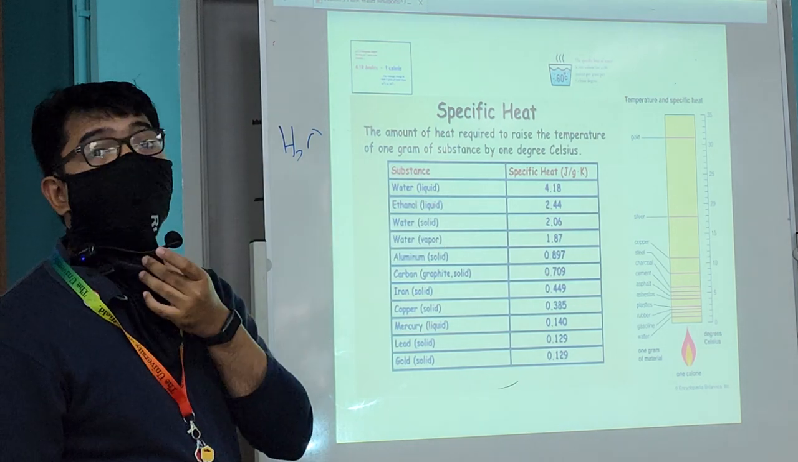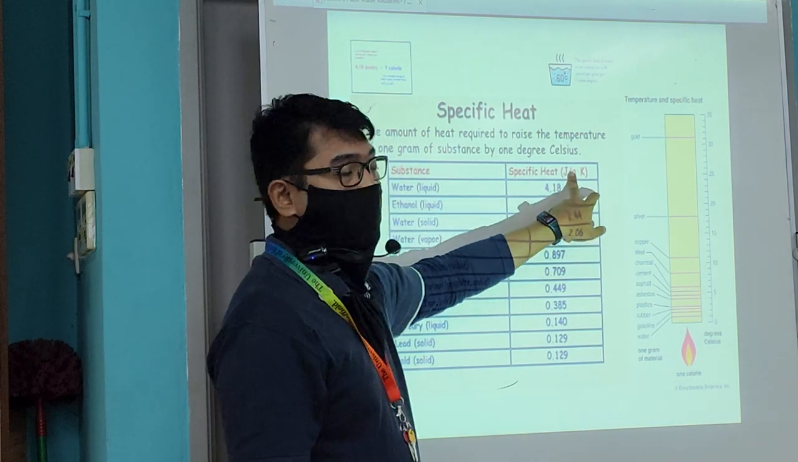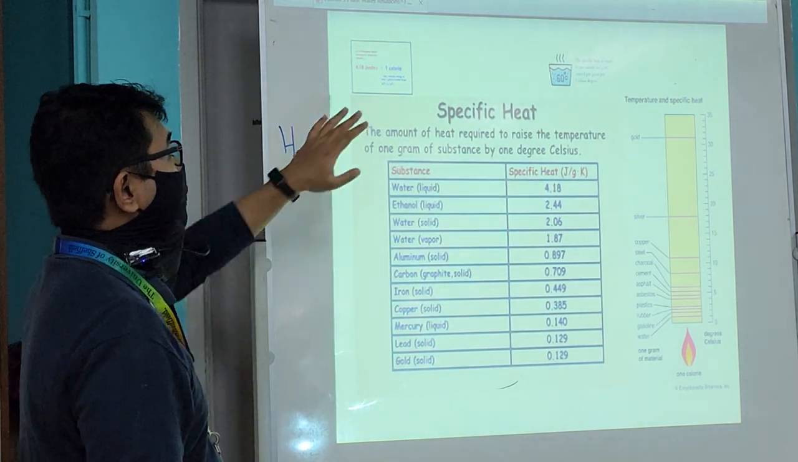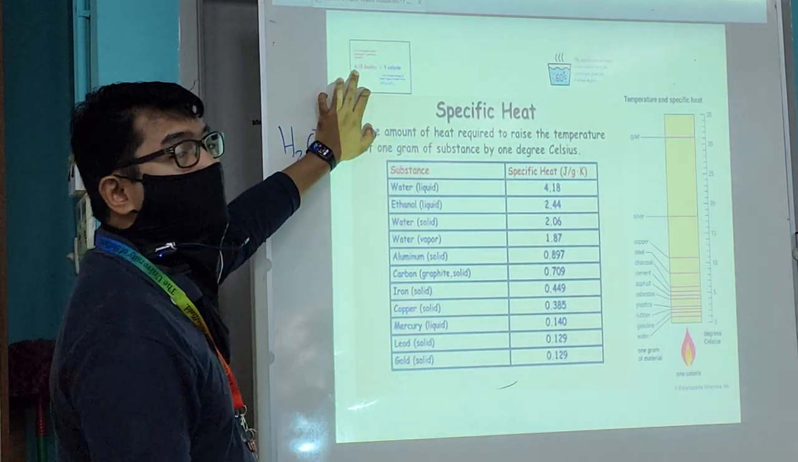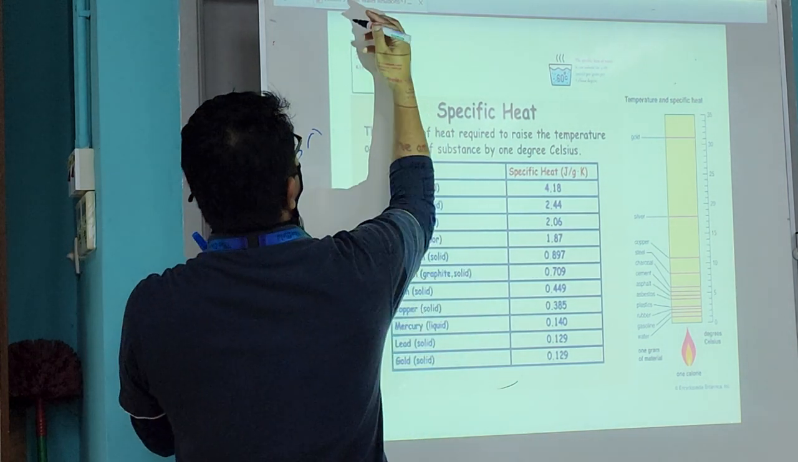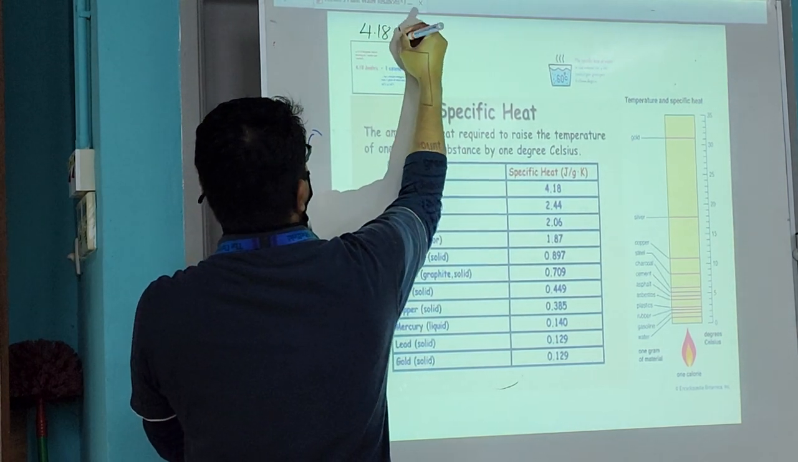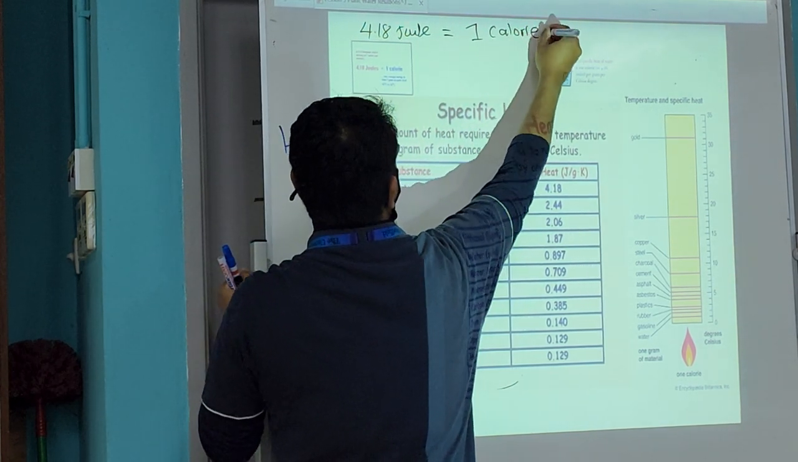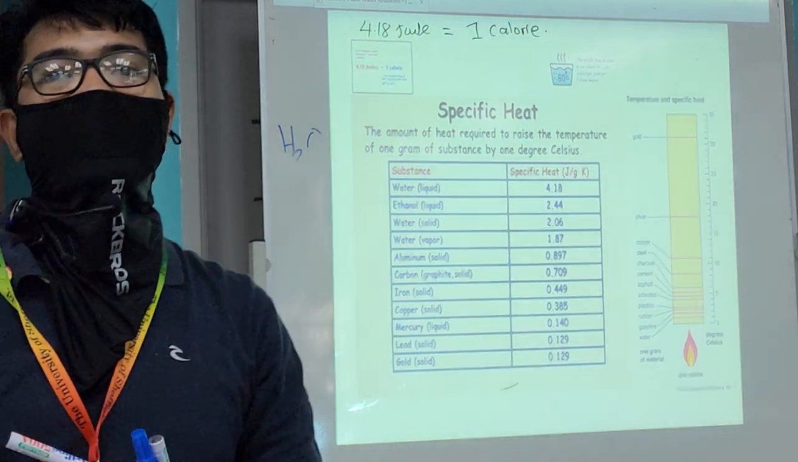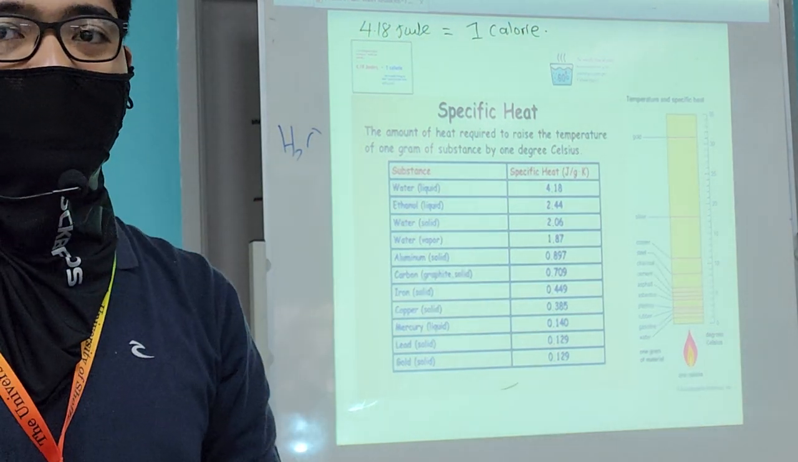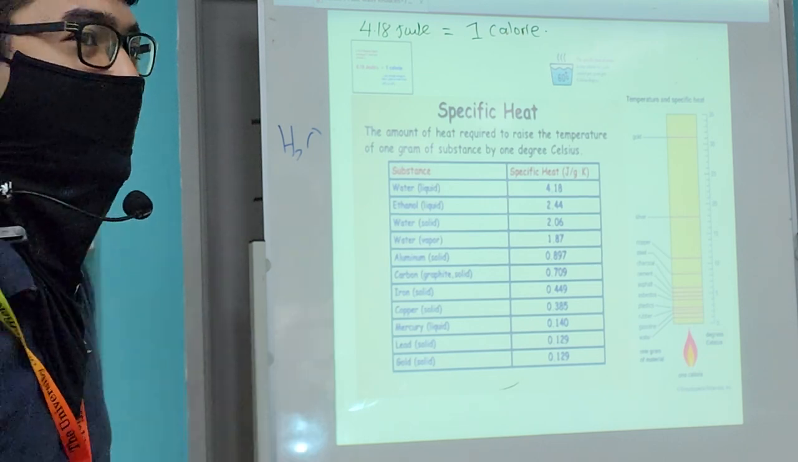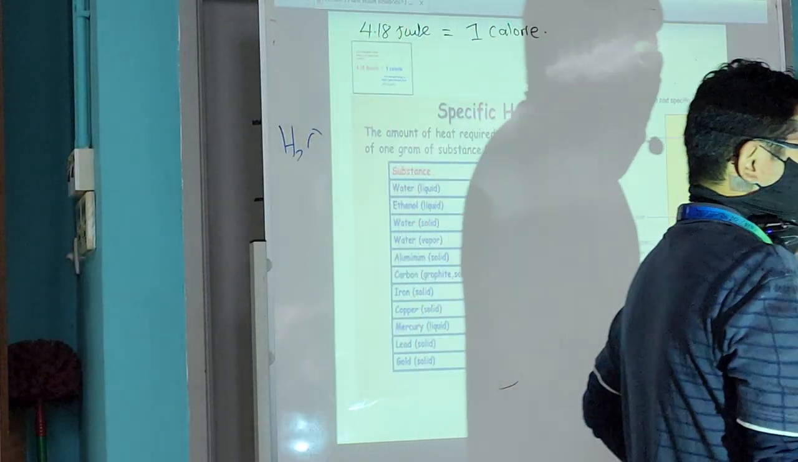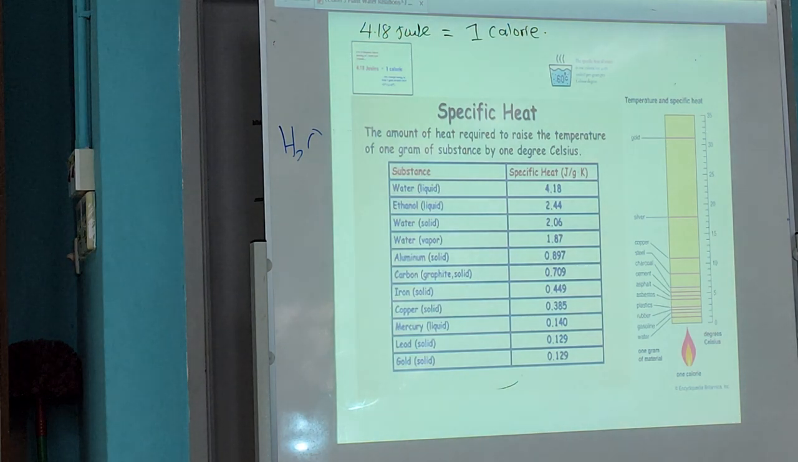If you look at the book, some books use joule. This is joule. Some books use calorie. I give the conversion here. 4.18, maybe you cannot see it. 4.18 joule equals 1 calorie. Do you know calorie? Do you have calorie? Where? Fat. Only fat? All over the body. Actually true. All over the body. Yeah.